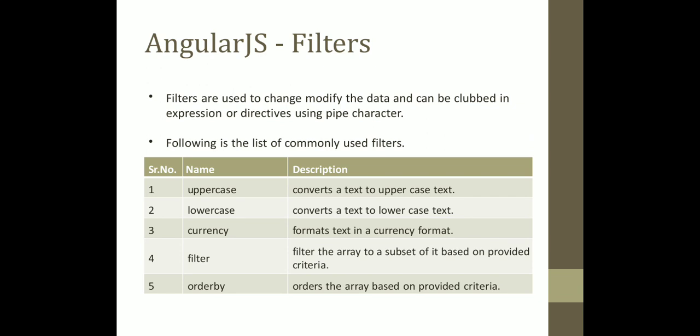So now what are the AngularJS filters? Filters are actually used to change, modify the data, and they can be clubbed into expression or directive using a pipe character. Okay. So AngularJS filters are actually used for transforming or formatting the data in AngularJS, and they are clubbed into expression or directives using pipe character. We have seen the expression and directives in previous video session.